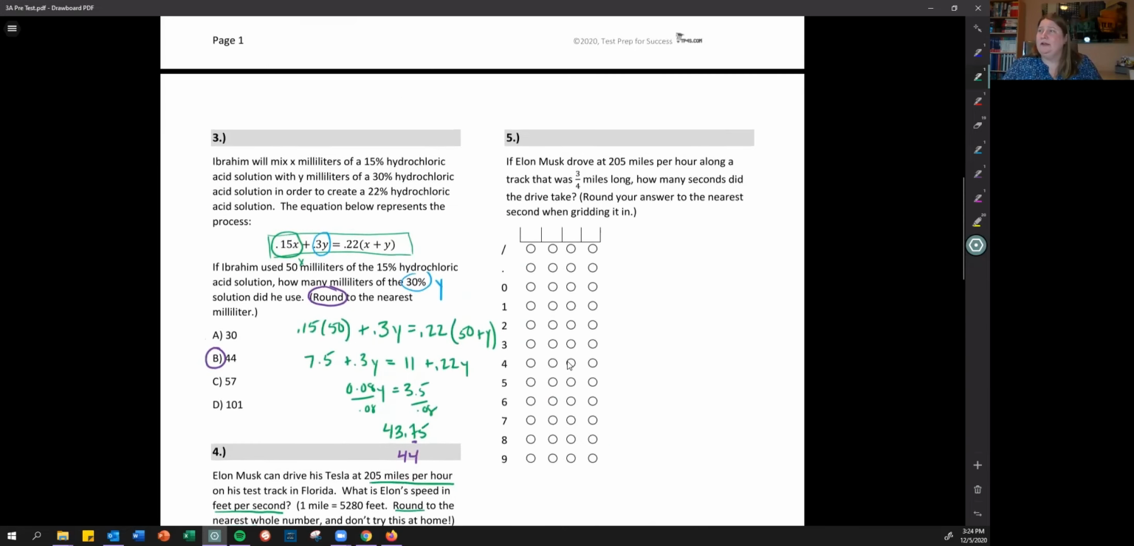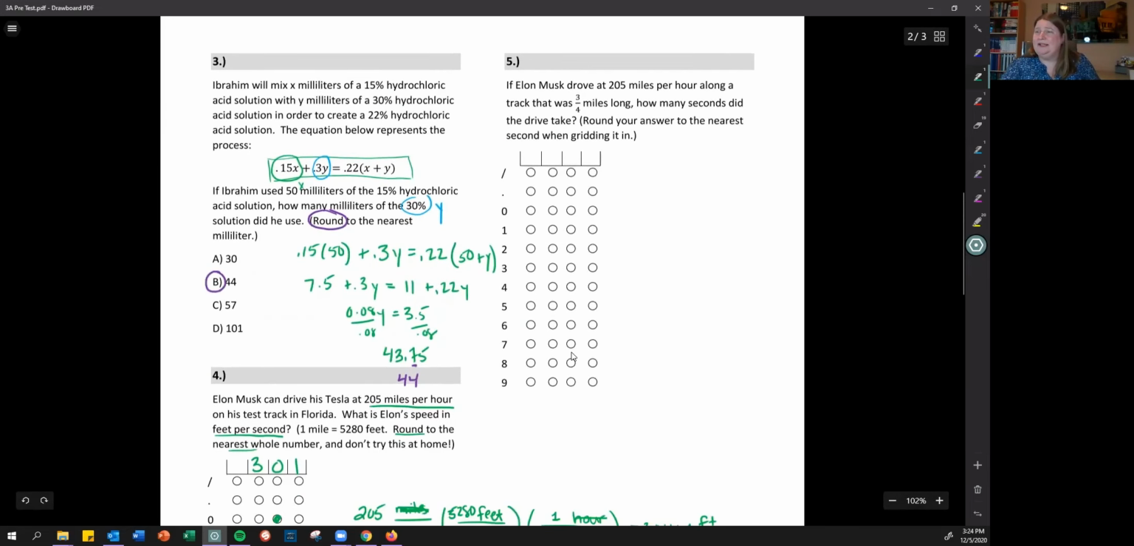One more question to go. This one's also about Elon Musk. He's still going 205 miles per hour, right? But this time we're not converting it to another rate. This time we're taking a rate. Let me write this down here. Rate equals 205 miles per hour. And we have a distance of 3/4 of a mile. And the question is, what is the time?